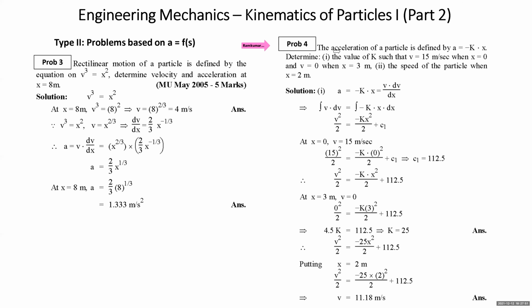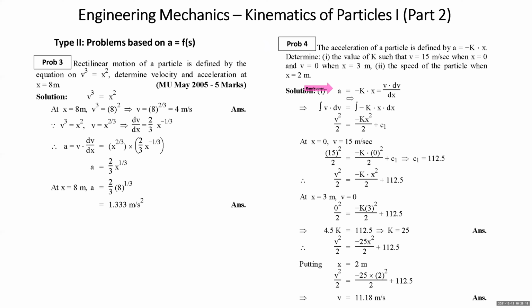Next problem is on the right side of the same PPT. Now we are reading the fourth problem of the type. Acceleration of the particle is defined by a is equal to minus kx. Determine the value of k such that v is 15 meter per second when x is 0 and v is equal to 0 when x is 3 meters. So two sets of boundary conditions are given: x equal to 0, v 15, and x equal to 3, v is 0. Then find the speed of the particle when x is 2 meter.